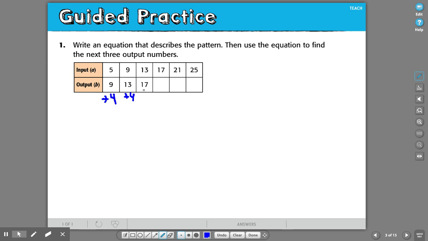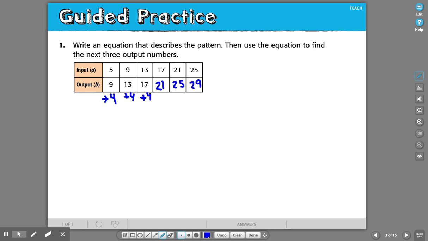13, 14, 15, 16, 17. All right, let's keep adding 4. 17, 18, 19, 20, 21, 22, 23, 24, 25. And the last one, 25, 26, 27, 28, 29. Now we have to come up with the equation.